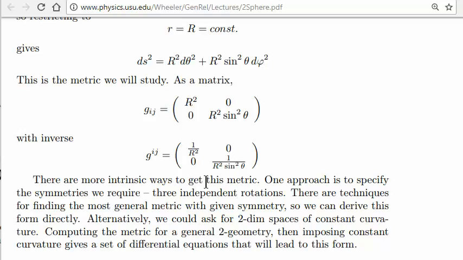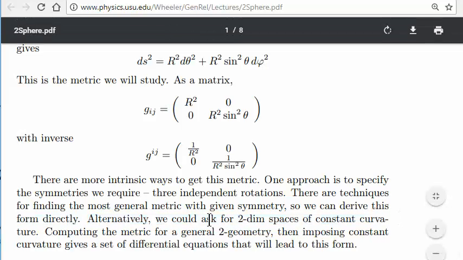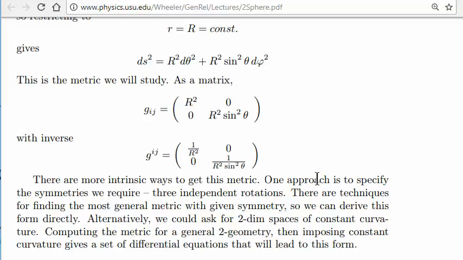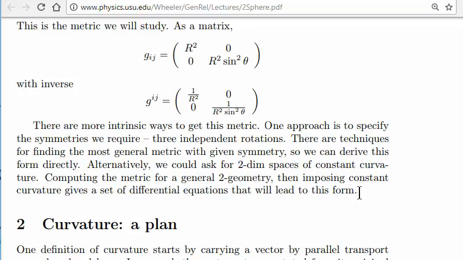He says there are more intrinsic ways to get this metric. One approach is to specify the symmetries. We require 3 independent rotations. I don't know. There are techniques for finding the general metric with given symmetry, so we can derive this form directly. Alternatively, we could ask for the 2-dimensional spaces of constant curvature, computing the metric for a general 2 geometry, then imposing constant curvature gives a set of differential equations that will lead to this form.